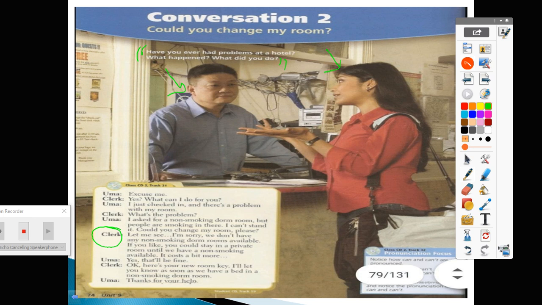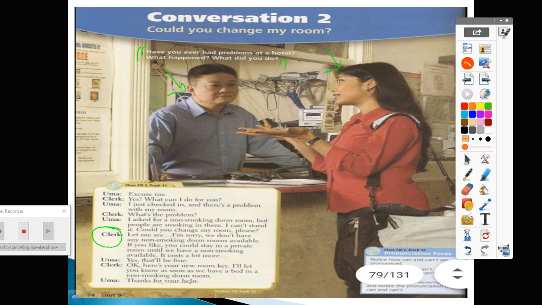Now he has checked the list, and unfortunately he didn't find a non-smoking dorm room for her. So instead, he asked her to stay in a private room while they prepare a non-smoking room for her, but this takes a little more time. They might be waiting for someone to check out and leave a room so they can clean it, and then she moves into that non-smoking room. So they are waiting for rooms to become available so they can move her.